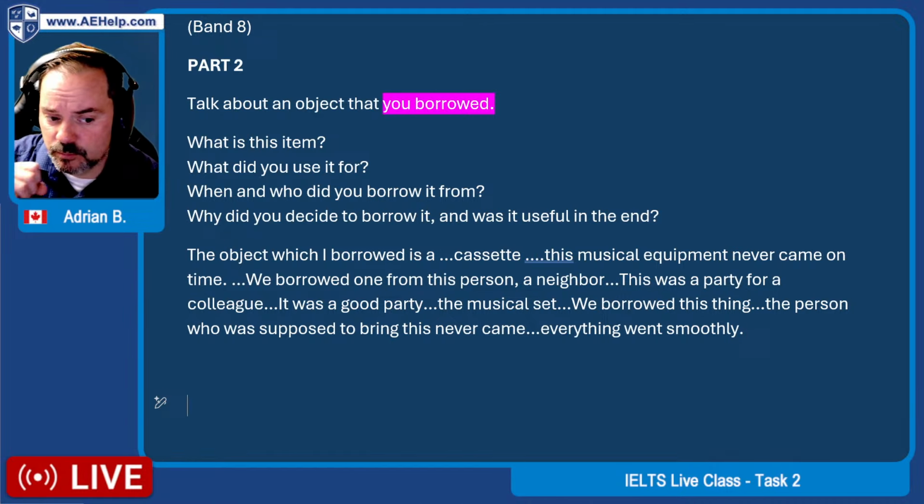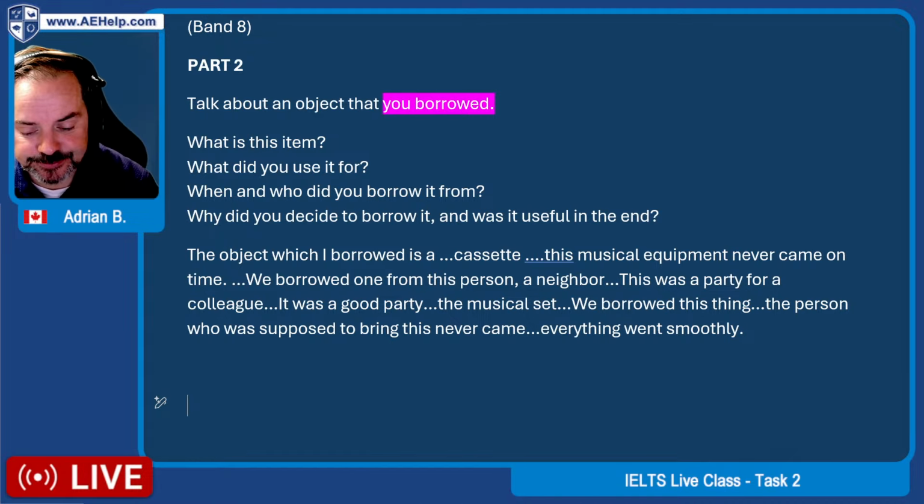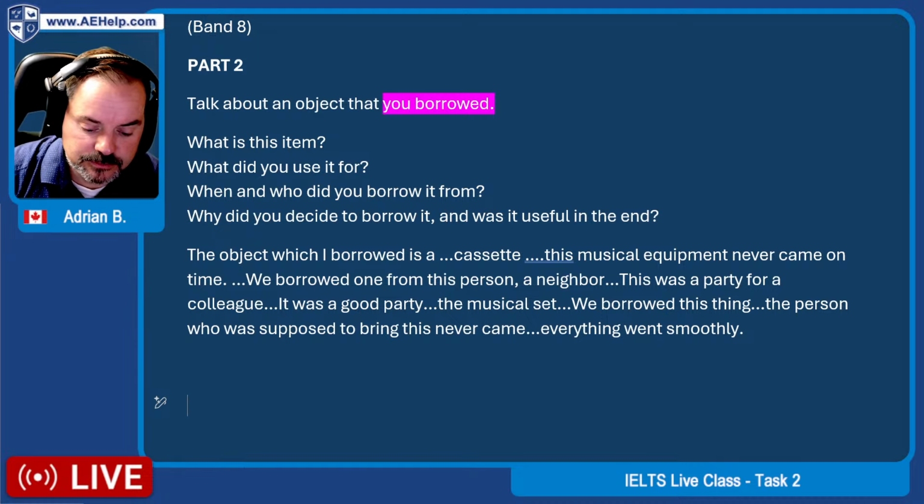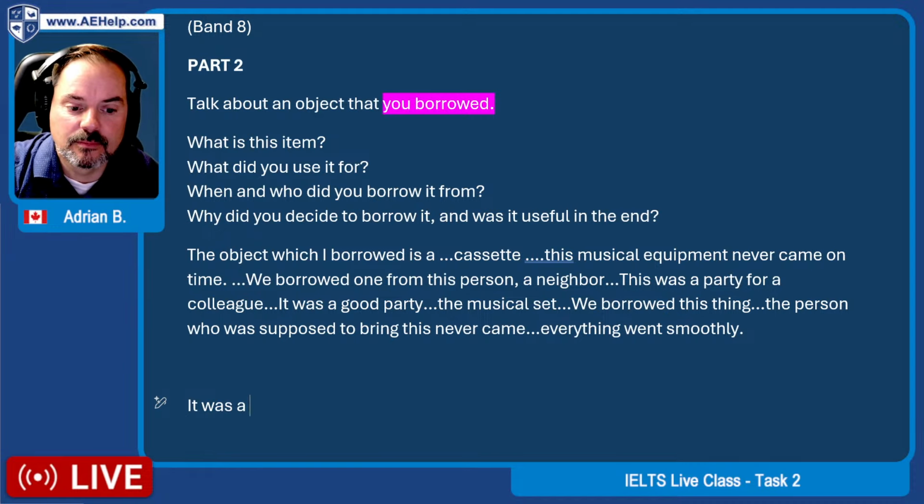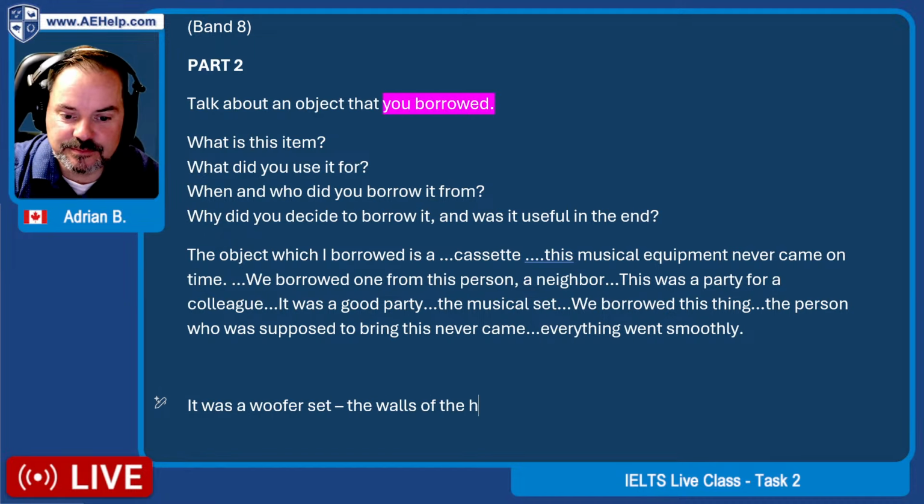What was this musical set? It was a woofer set, this big musical set that brings loud music in the house. When you play, the walls of the house are booming. What kind of music did you play?